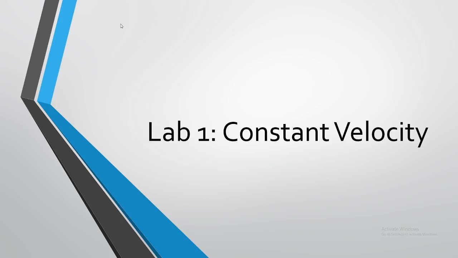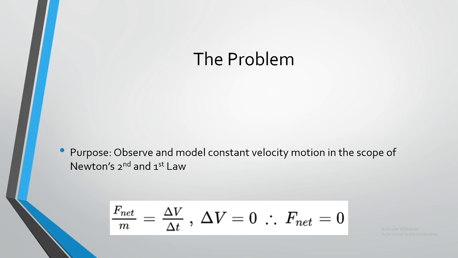Hello, today I will be discussing Lab 1 titled Constant Velocity. The purpose of this experiment is to observe and model constant velocity motion in the scope of Newton's second and first law. Newton's second law can be modeled using the following equation, where we have the net force over mass is equal to change in velocity over change in time.